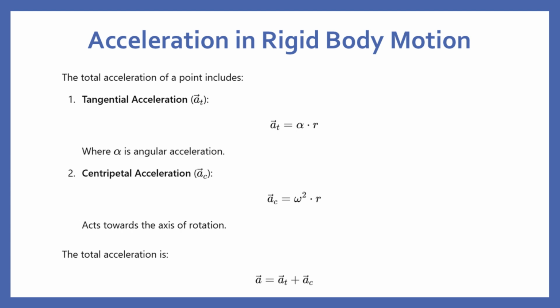Here we examine acceleration in rigid body motion, which adds another layer of complexity to our analysis. When a rigid body undergoes both rotation and translation, we must consider both linear and angular acceleration components. The equations shown help us break down these complex motions into manageable parts. This understanding is essential for designing systems that need to start, stop, or change directions smoothly and safely.